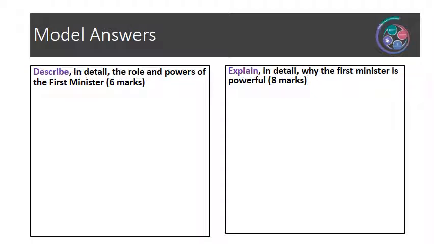Now, very briefly, before we finish up, we're going to have a little look at a model answer for each of these questions. First of all, note the first one is asking you to describe, so you should use your learning from today to follow the describe process. And the question is worth 6 marks, requiring 2 paragraphs. You then have an explain question, so you should go back and use your knowledge and understanding of how to answer explain questions. And note again that this question is worth 8 marks, requiring you to do 3 paragraphs.